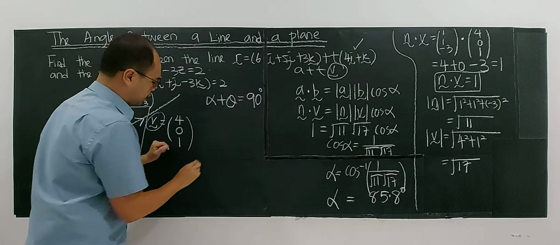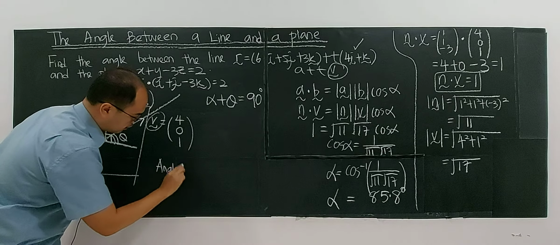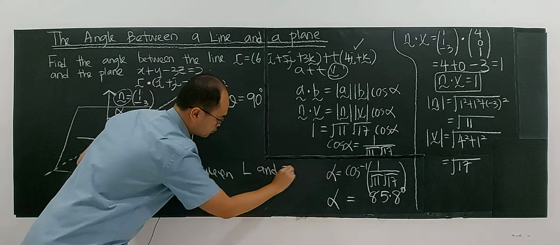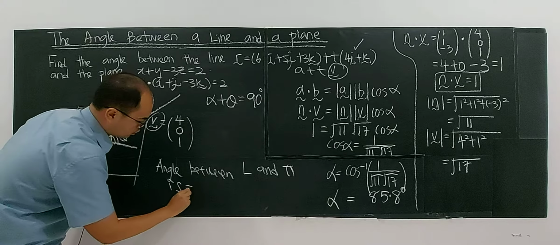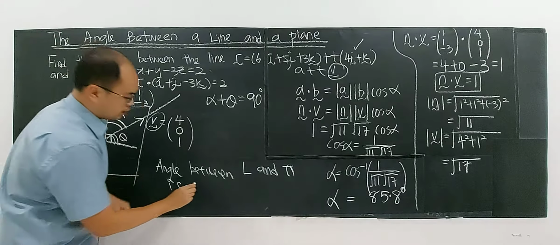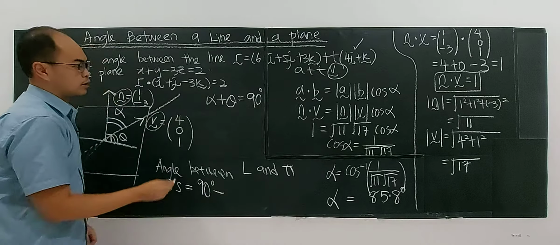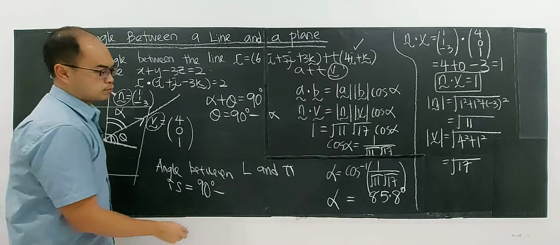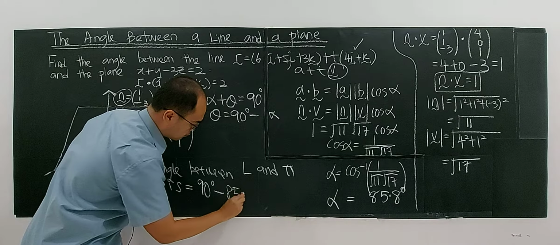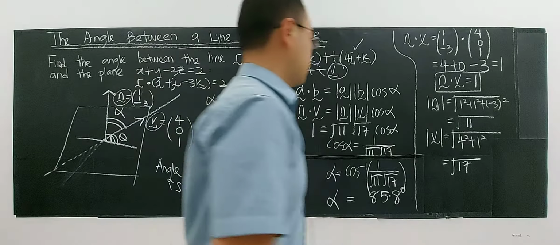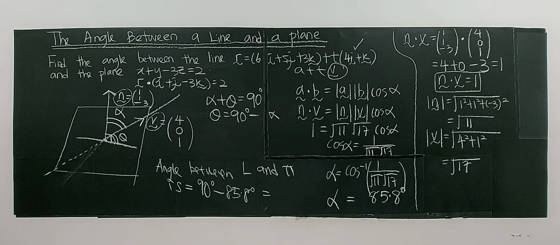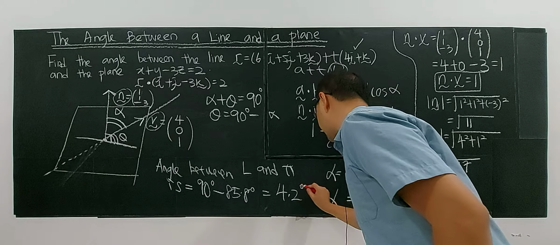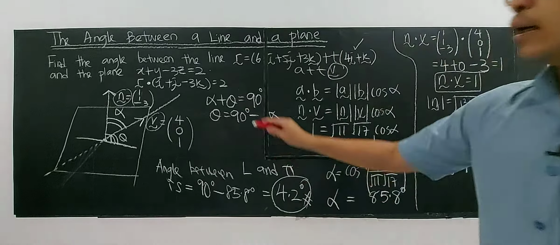So if you want to find the angle between the line and the plane, theta, you take 90 degrees minus alpha, which is 90 minus 85.8 degrees, giving 4.2 degrees. So this is the angle between the line and the plane.